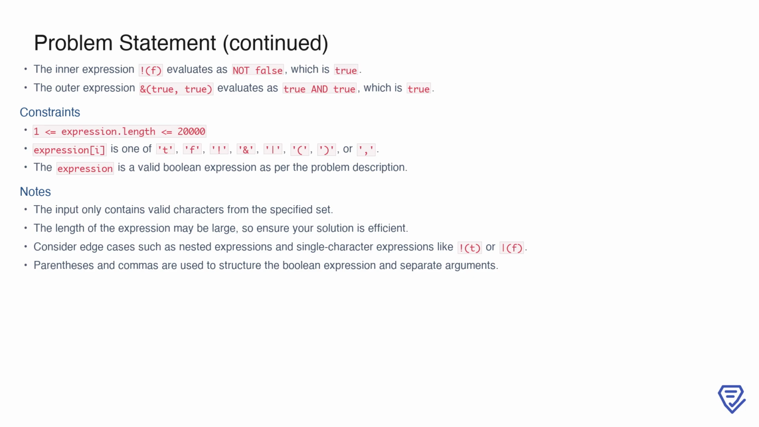Finally, we look at the outer expression &(true, true). This is an and operation applied to the results of the two inner expressions, both of which are true. Since and requires all inputs to be true, the overall result is true. The output for this example is therefore true.